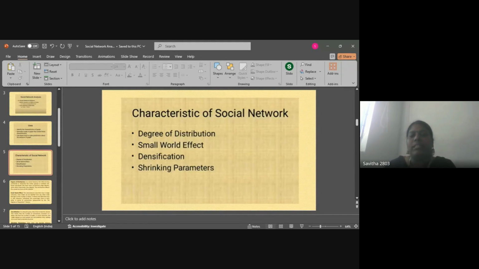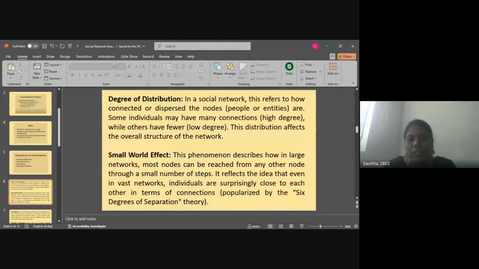Then, what are the different characteristics of social network analysis? One is degree of distribution, then small world effect, densification, and shrinking parameters. Here, the degree of distribution means the way of connection, that is, how the different connections are distributed across the network.